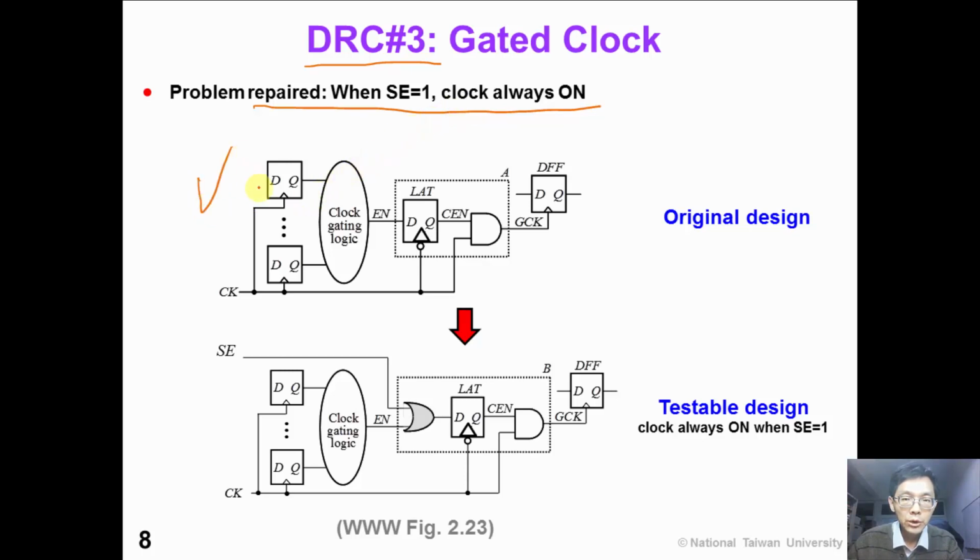Suppose this figure shows the original design, where we have a negative edge trigger flip-flop that generates an enable signal. Then we have a gated clock signal. We need to repair this circuit by adding one extra OR gate. So when scan enable is 1, this flip-flop is always 1. So the clock is always on when we perform scan shifting.